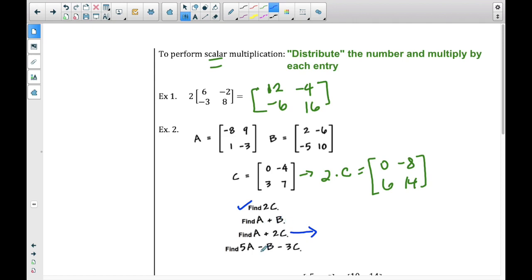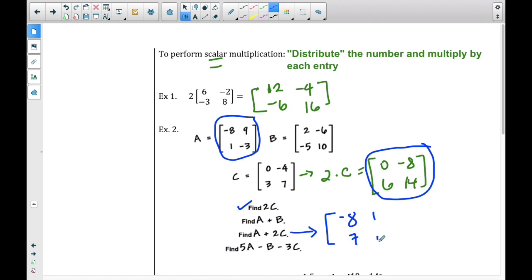We'll save a plus b for later, and we might do this one later also. Let's just do a plus 2 times c. If we take a plus 2 times c, then what is that going to give us? Well, we've already figured 2c, so that's easy. Now we just have to add these two together. If we add these two together, we're going to get a negative 8, positive 7 down here, positive 1 here, and 11 here. So that is what you get when you add a plus 2 times c. You would have to do 2 times c first, which we did, and then add those together.